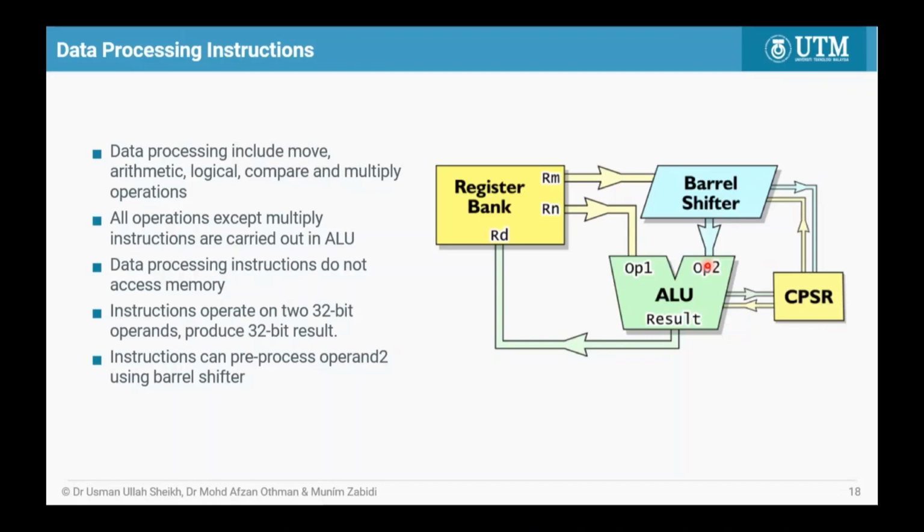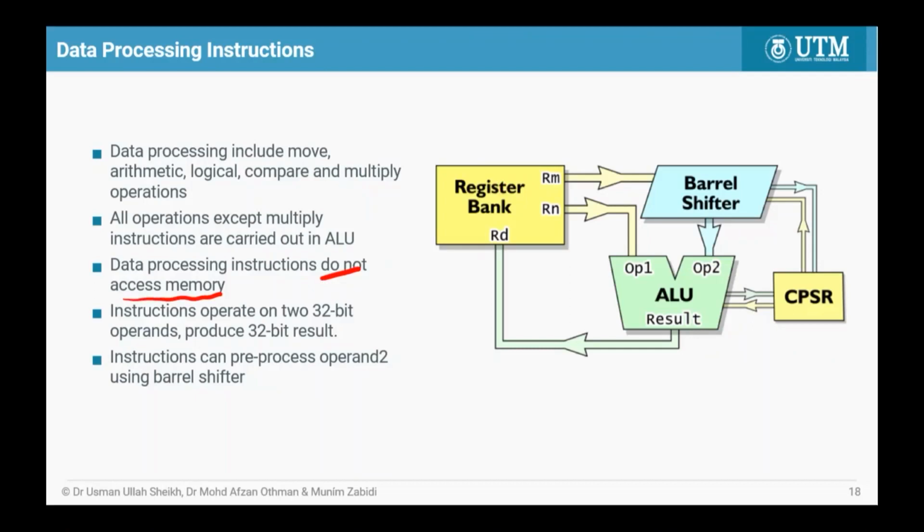Data processing instructions do not access memory. If you see here, every time you do data processing, it only involves the register bank, not accessing the data memory. Only the register bank is used in order to do data processing. The instructions operate on two 32-bit operands and produce a 32-bit result.